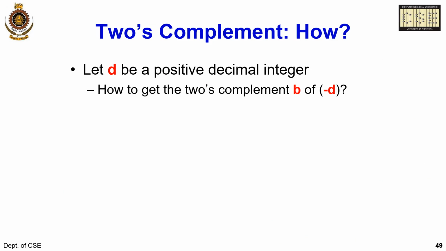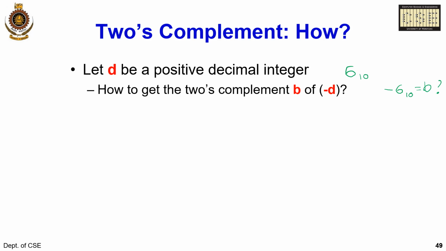So how can we write the 2's complement of a given number? Let's look at an example. That's the best way to understand this, right? Let d be a positive decimal integer, for example 6 in base 10. How do we get the 2's complement b of minus d? So now we are trying to find the 2's complement of minus d, so minus d is minus 6. How do we get this? That's the question.